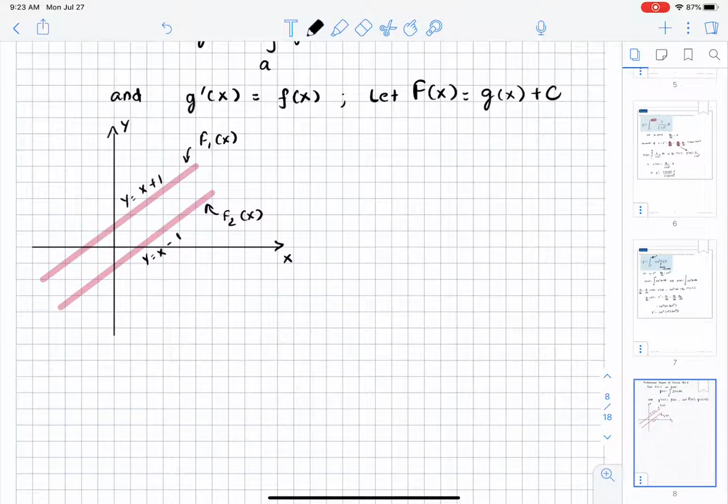But what is the antiderivative here? G of x is simply y is x. So the underlying function is simply g of x. But it could either result in minus 1 or plus 1 as the constant, which is why we throw in the constant for the integration part. This is what we call the constant of integration.